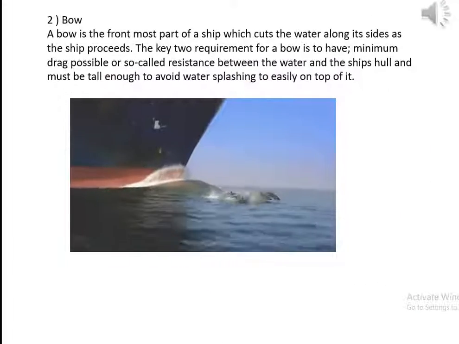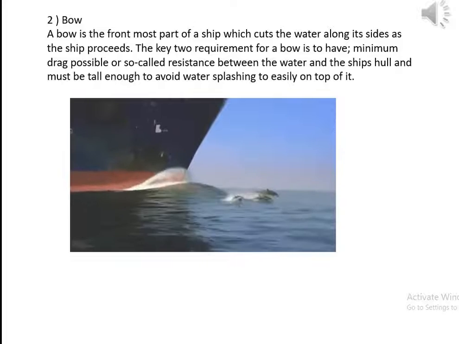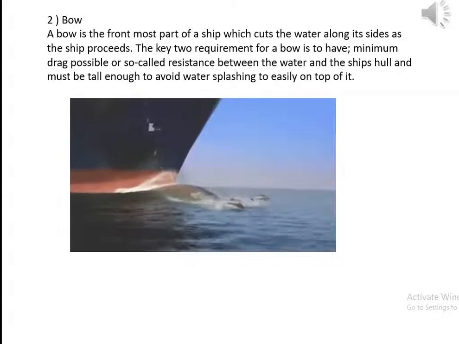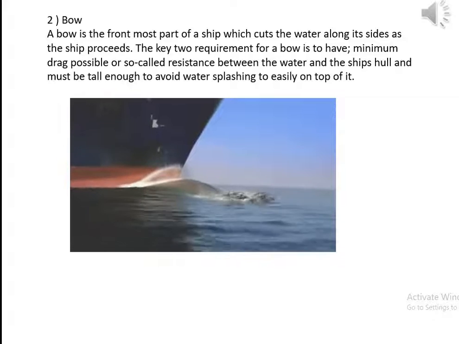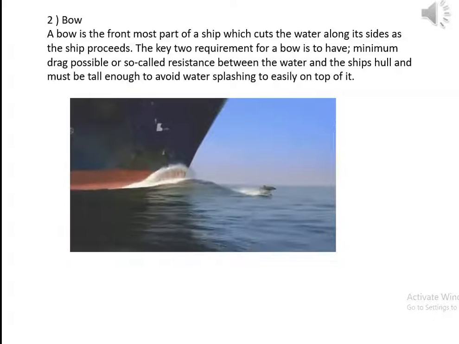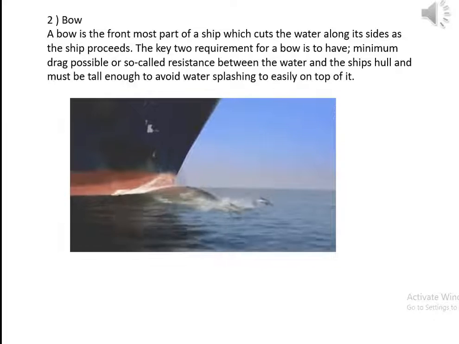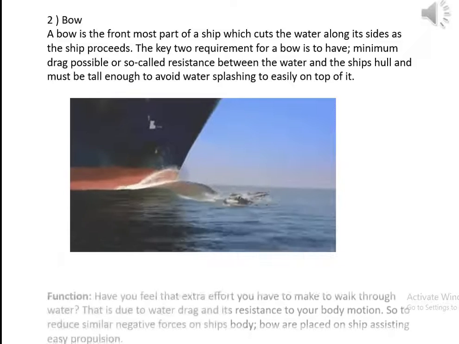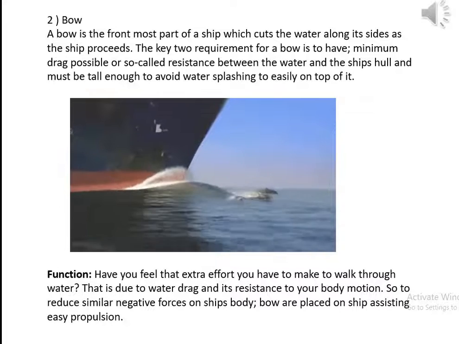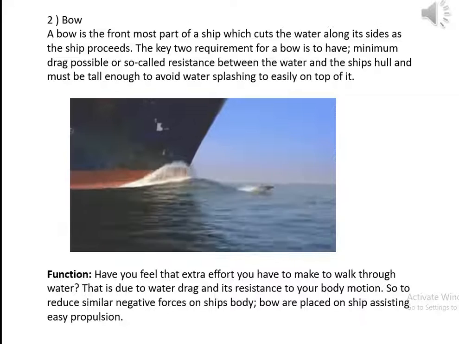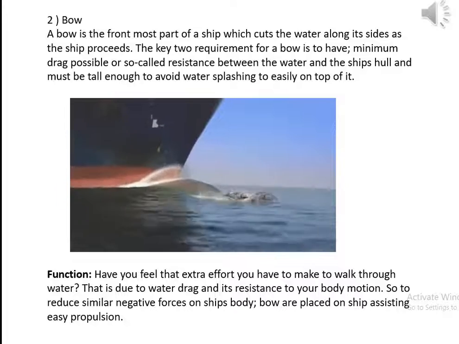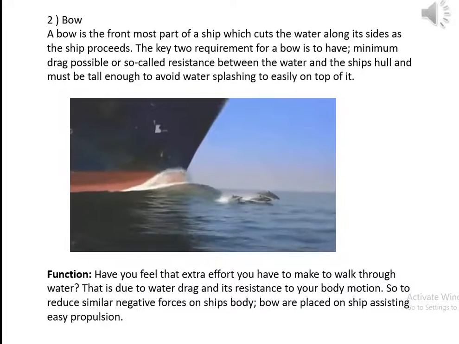2. Bow. A bow is the frontmost part of a ship which cuts the water along its sides as the ship proceeds. The key requirement for a bow is to have minimum drag possible, or so-called resistance, between the water and the ship's hull, and it must be tall enough to avoid water splashing too easily on top of it. Function. Have you felt that extra effort you have to make to walk through water? That is due to water drag and its resistance to your body motion. So to reduce similar negative forces on a ship's body, bows are placed on ships, assisting easy propulsion.